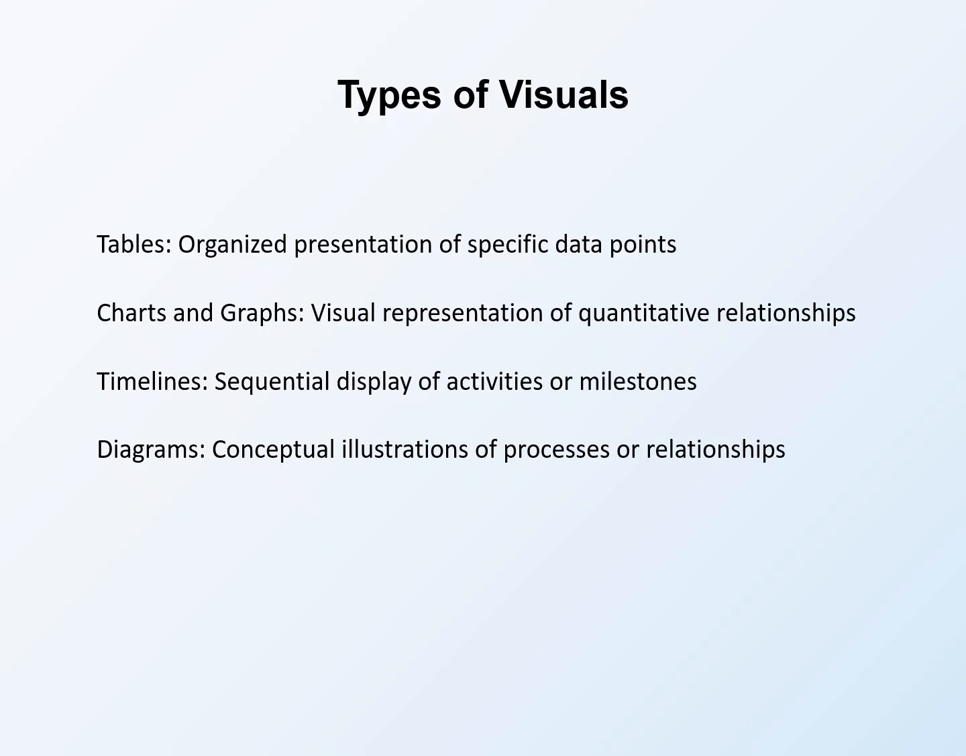Charts and graphs visualize quantitative relationships. Bar charts compare quantities across categories. Line charts show trends over time. Pie charts show proportions of a whole. Scatter plots show relationships between variables. Choose the chart type that matches your data and message.